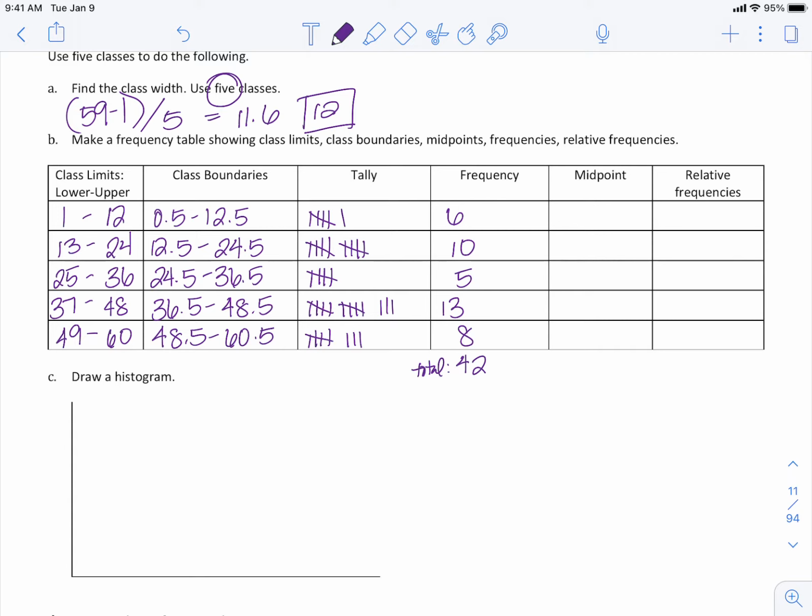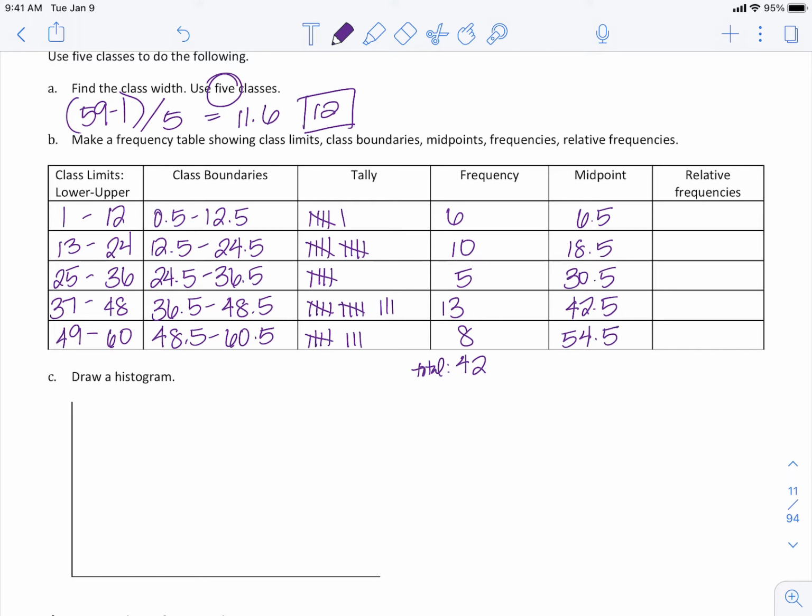For the midpoint, if I take my class limits, 1 plus 12 is 13, divided by 2 is 6.5. 13 and 24 gives you 37, divided by 2 is 18.5. Continuing similarly, this is 30.5, 42.5, and 54.5.